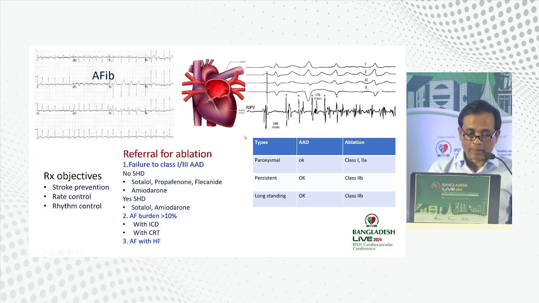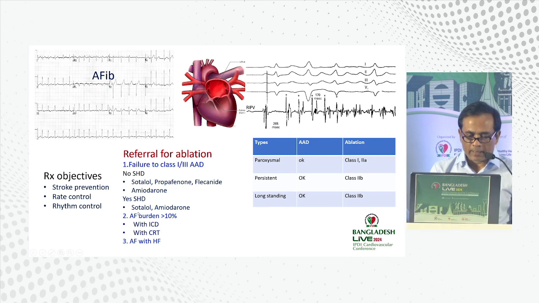When to refer the patient: when there is a failure of the drugs, particularly class 1 or class 3 antiarrhythmic drugs. And we have to be careful which antiarrhythmic drug should be given to which patient. This depends on whether the patient has structural heart disease or not. When there is structural heart disease, sotalol and amiodarone are the drugs of choice. But if the patient does not have structural heart disease, sotalol, propafenone, flecainide, or amiodarone can be given.